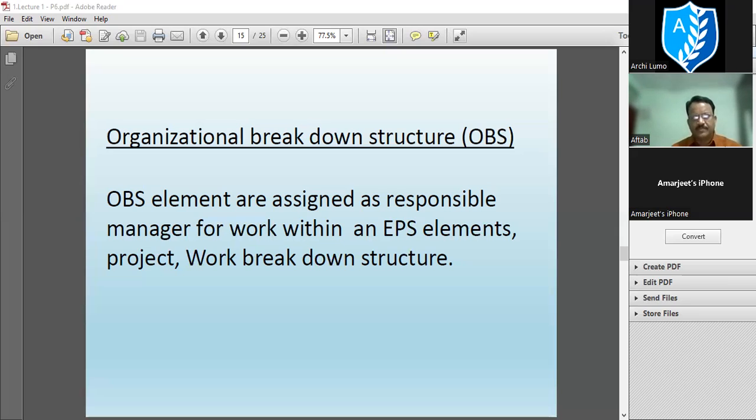Sir, I missed one thing. That EPS, that enterprise, what you told? Enterprise project structure. It is nothing but the company's structure of projects.